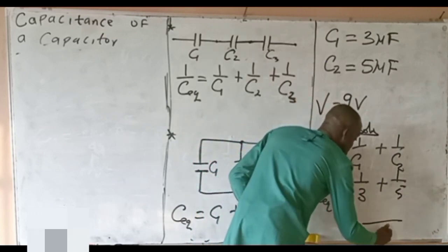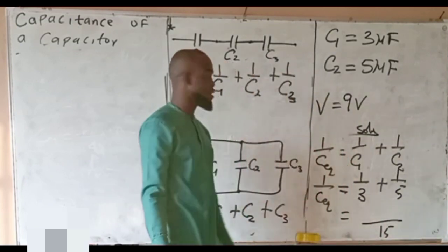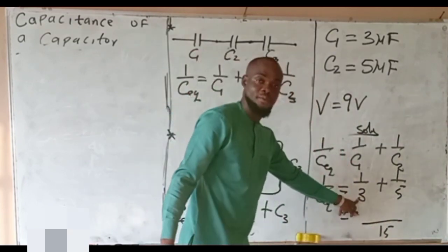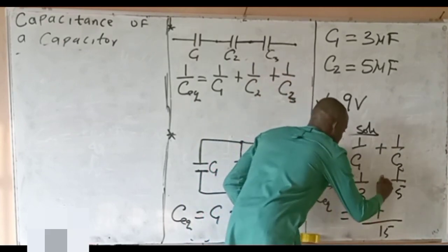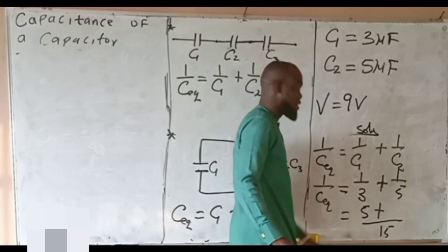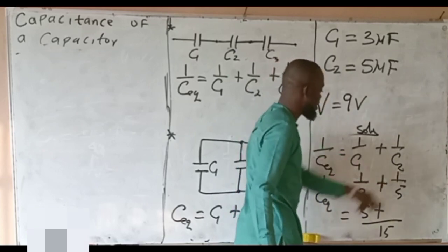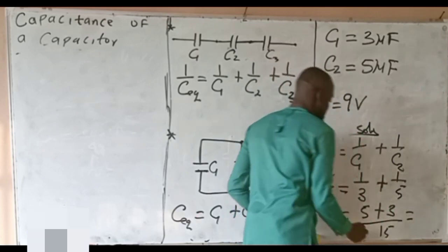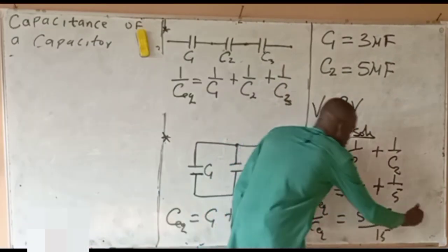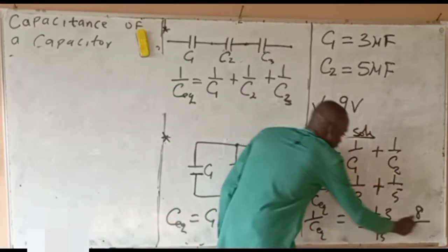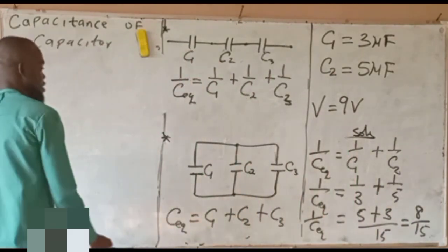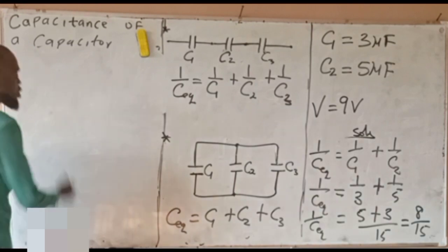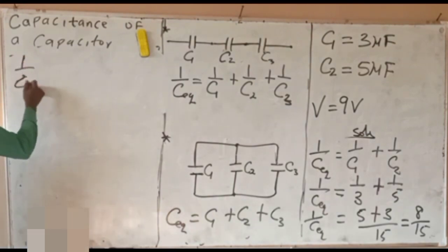The LCM is 15. So 15 divided by 3 is 5, 5 times 1 gives us 5, plus 15 divided by 5 is 3, 3 times 1 is 3. So this will give us 5 plus 3, which is 8 over 15. So our 1 over C equivalent will be equal to 8 over 15.